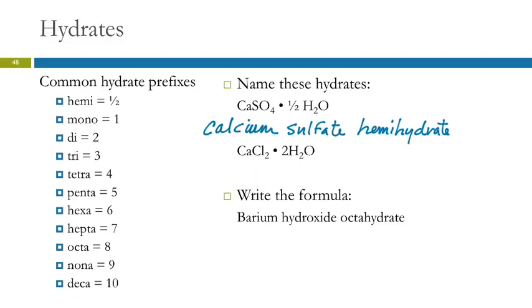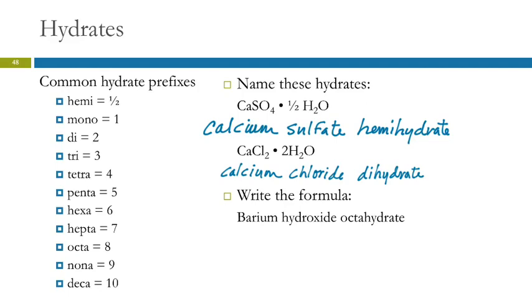What would this one be called? CaCl2·2H2O. Well, it's calcium again, right? And it still doesn't need a Roman numeral. Calcium chloride. And then the prefix for 2 is dihydrate. The hydrate business is just a really small part of what we're doing here.